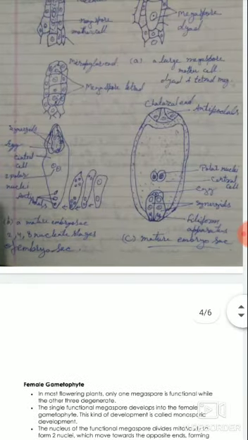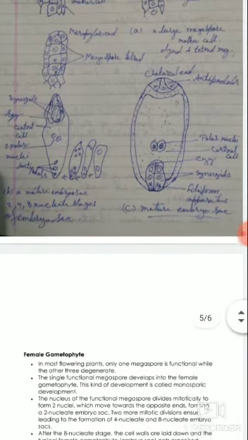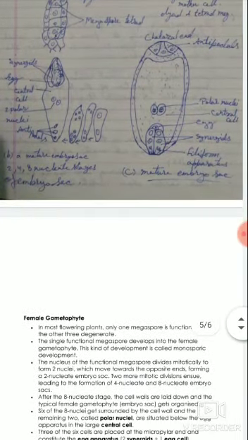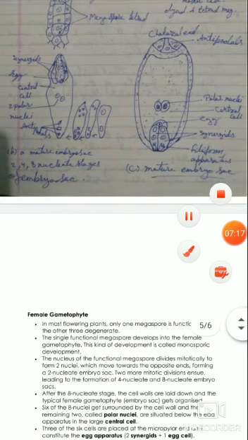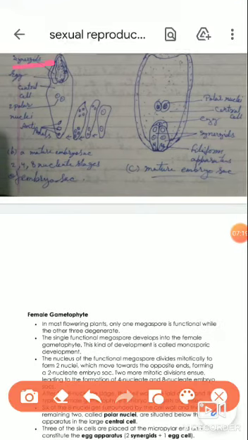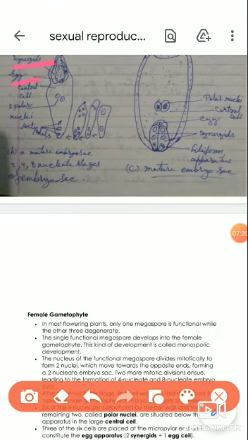Egg apparatus, egg cell. The egg apparatus in turn consists of 2 synergids and 1 egg cell, which play an important role in guiding pollen tubes into the synergids.